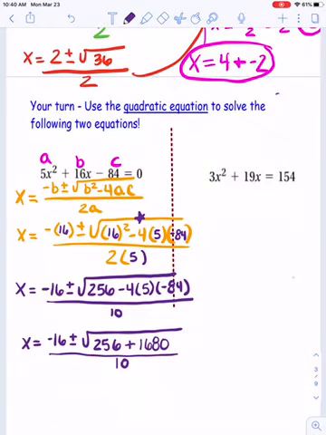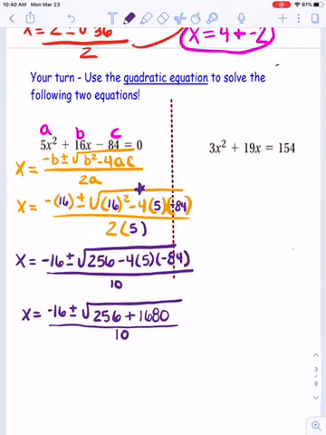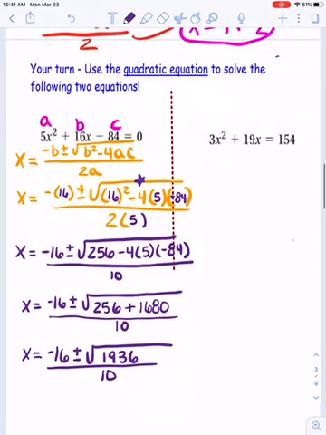So I'm getting close here, but again, I still have to finish simplifying everything that's under my radical first. So I got to finish that addition. I got to add the 256 to that 1,680. And if I just rewrite this, it looks like I get x equals a negative 16 plus or minus the square root of 1,936 all over 10. Sweet.